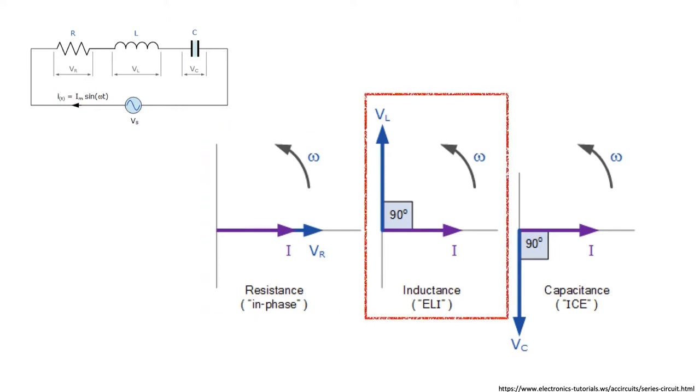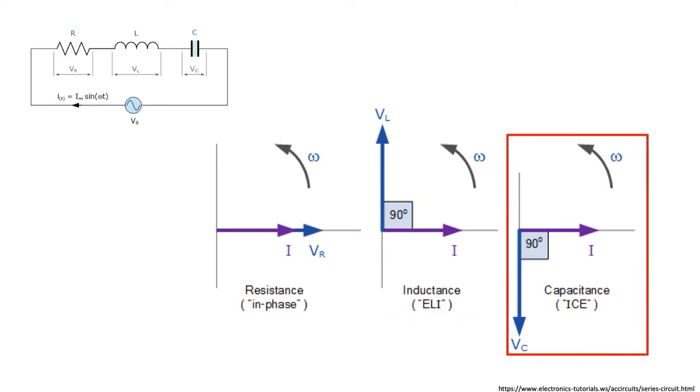The inductor voltage, on the other hand, has a phase that is 90 degrees ahead of the current. It is also plotted on the imaginary axis. Regardless of the phase angle, the inductor voltage always leads the current by 90 degrees. The capacitor voltage has a phase that is 90 degrees behind the current. Regardless of the phase angle, the capacitor voltage always lags the current by 90 degrees. It is also plotted on the imaginary axis.